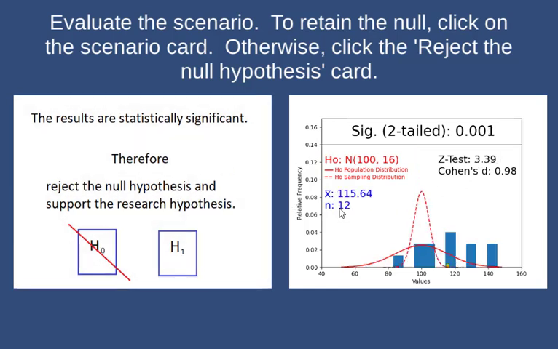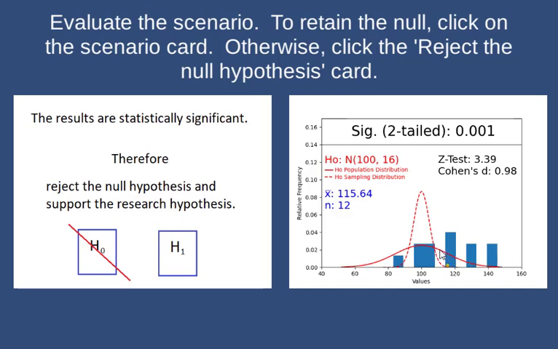In this case, our sample size is just 12. When you have a sample size of 12, you have to have a really big effect in order to reject the null hypothesis. We're able to do that. Our significance is 0.001. Looking at the z-test, it's 3.39. That's definitely beyond the plus or minus 1.96. But look at Cohen's d. It's 0.98. That's almost one full standard deviation of difference between the population mean and the sample mean.